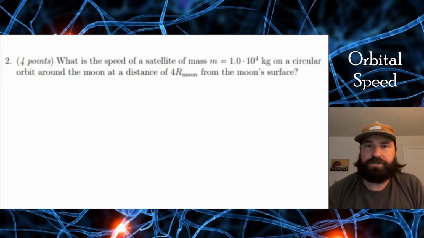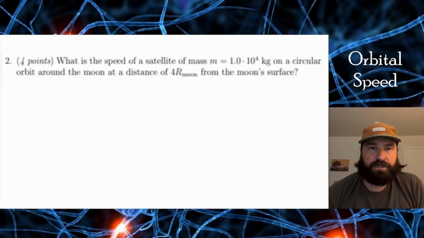Right, let's run through another question from Princeton's Physics 101 final exam review. This one says, what is the speed of a satellite with mass of 1 times 10 to the 4th kilograms on a circular orbit around the moon at a distance 4r, the radius of the moon, from the moon's surface?